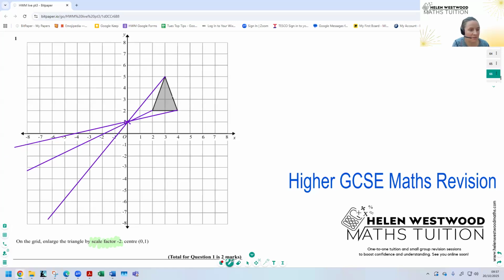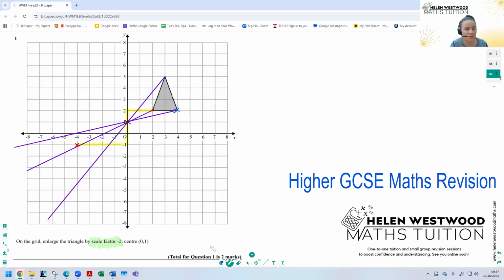So I'm going to start with this corner just here, where I've put the red mark. And we can see that we go 2 across and then 1 down. So what that means is on the other side we're going to go 2 down and then 4 across in the opposite direction. So that is going to locate that corner just there where I've put that red cross.